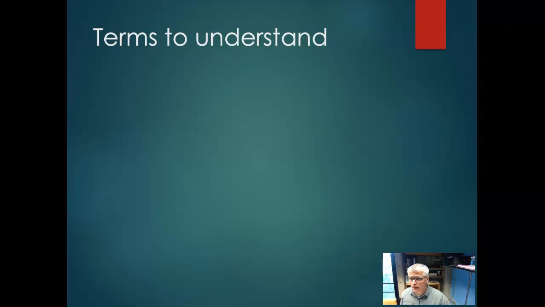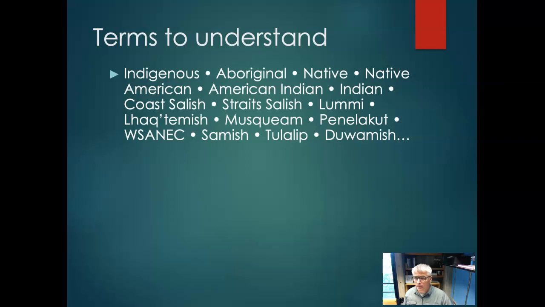The first one, which I get asked a fair amount, is what term do you use for Native people or Indigenous people? There's a fair number of terms: Indigenous, Aboriginal, Native, Native American, American Indian, Indian. In this area, there's Coast Salish and Strait Salish. There's individual tribes within that Strait Salish: Lummi, or also referred to as Laktamish, Musqueam, Penelkut, Wasanic, Samish, Tulalip, or Duwamish.